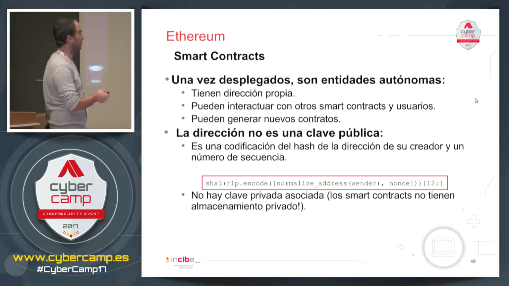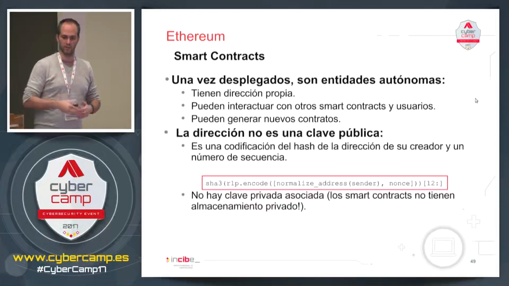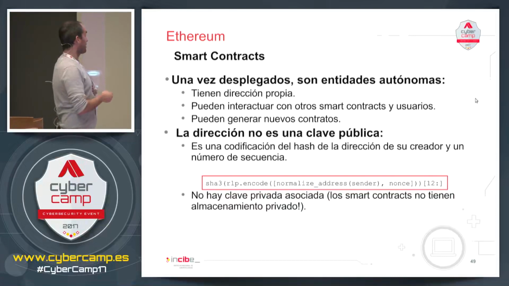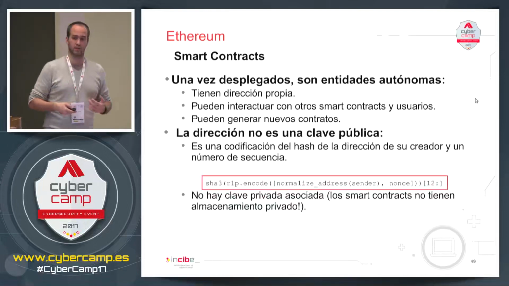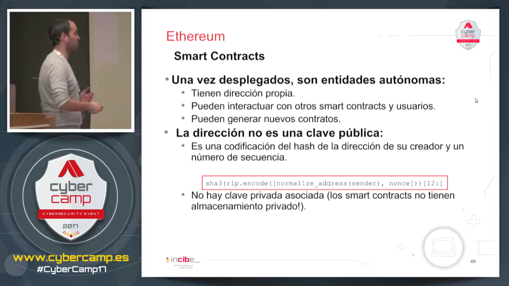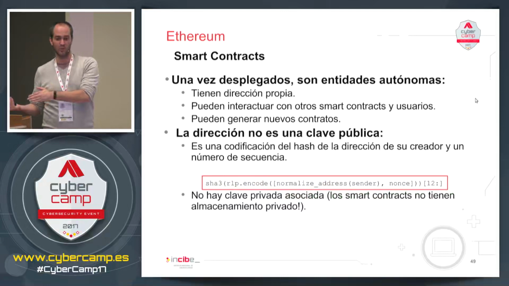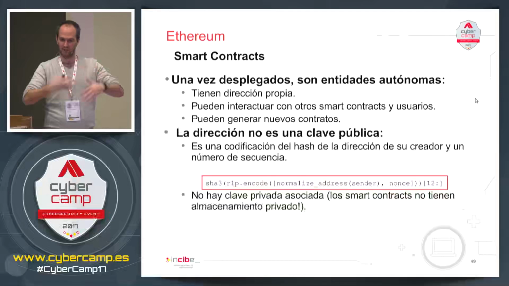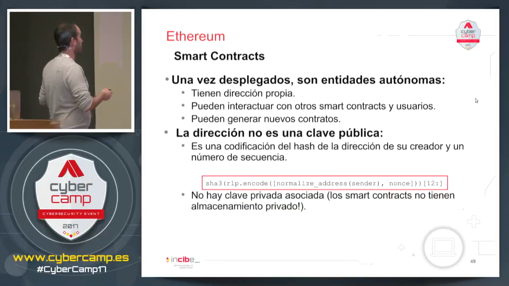There's interaction with other smart contracts. They can generate other smart contracts. They can do the same as a person with a private and a public key. There's a difference with normal accounts, where there's a person behind. The smart contract address is not a public key, because a smart contract doesn't have private storage. So it can't keep a private key, so it can't issue digital signatures to check the operations.